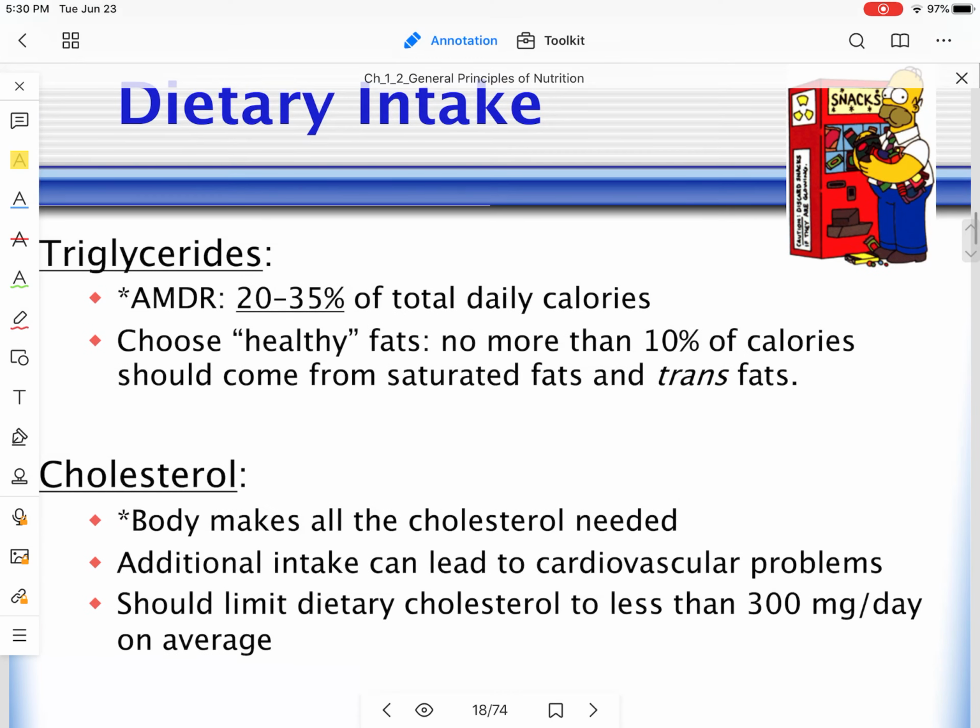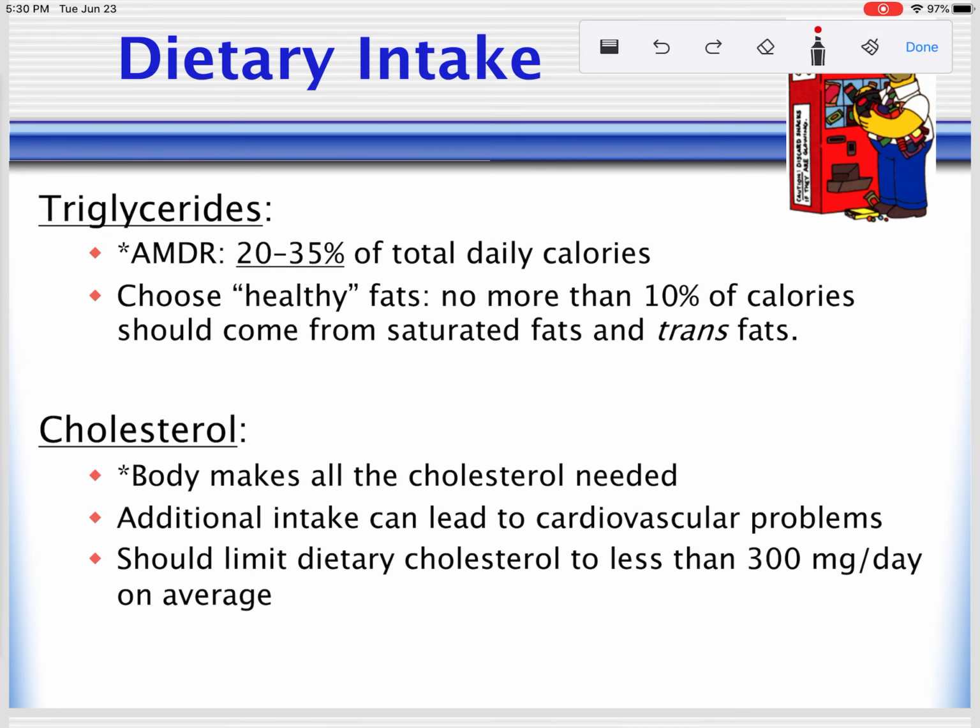Excellent. Now, what about the dietary intake? Again, we have a range. For fats, somewhere between 20 and 35% of the total caloric intake should come from fats. That's all you need to know from this slide.